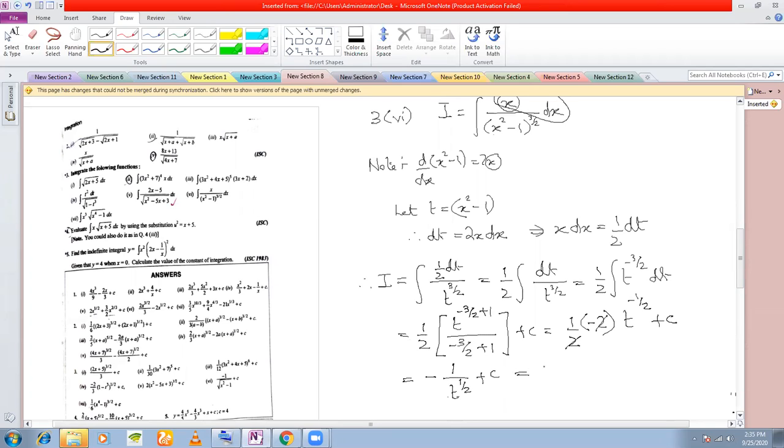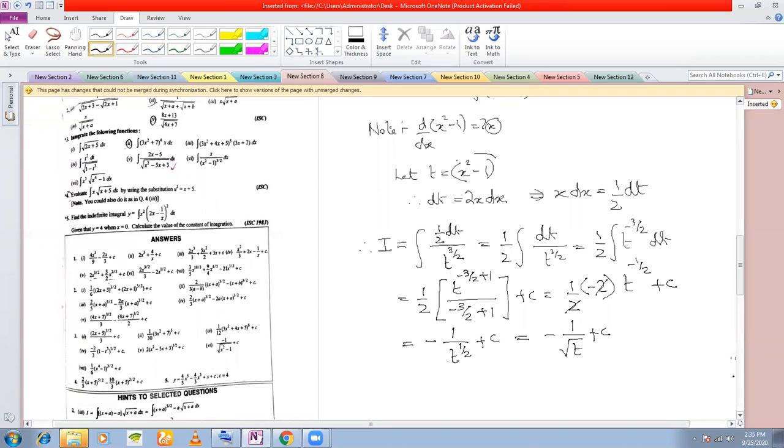And what is t to the power of half? It is root t. And what is the value of t? x square minus 1. So you get minus 1 by root of x square minus 1, plus c. This is your answer.